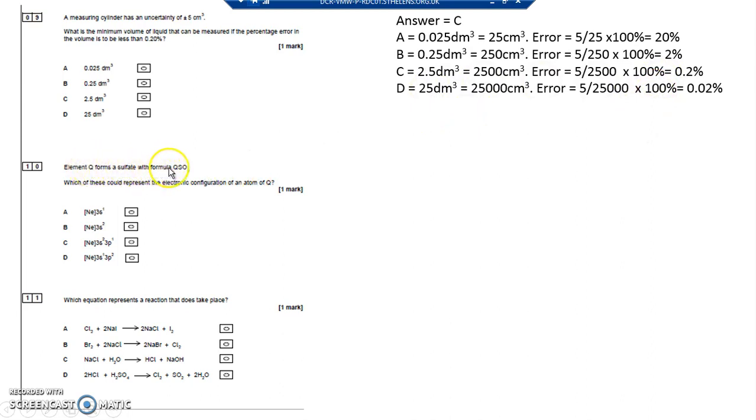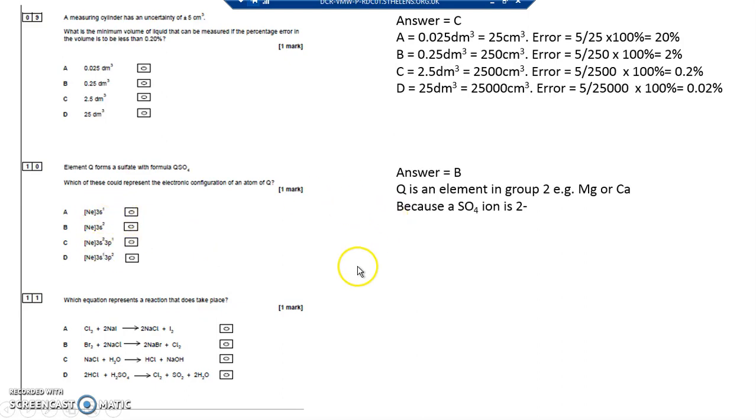Q forms a sulfate with the formula QSO4. Well, you need to know what a sulfate ion is. It's SO4 2-. Which of these could represent the electronic configuration of Q? So if SO4 is 2-, Q must be 2+, 2+ and 2- to leave no charge left over. So Q is in group 2. It's probably something like magnesium or calcium. It's going to have 2 electrons in its s level in its outer shell. It's going to have 2 electrons in its third energy level.